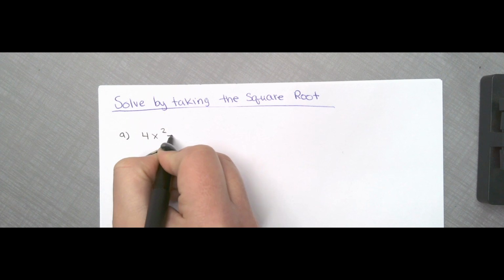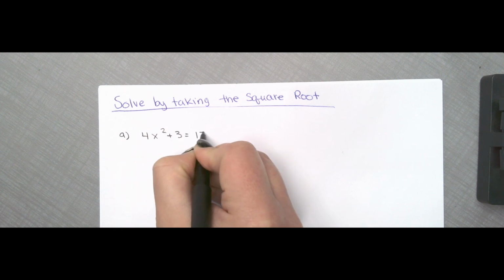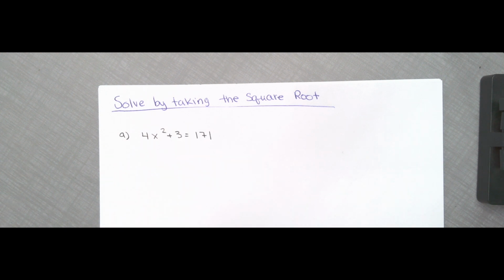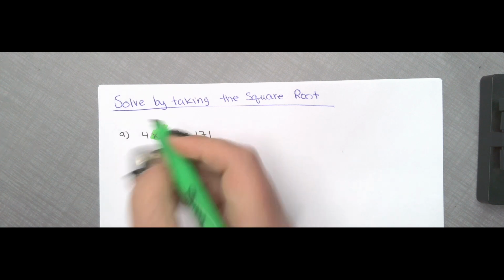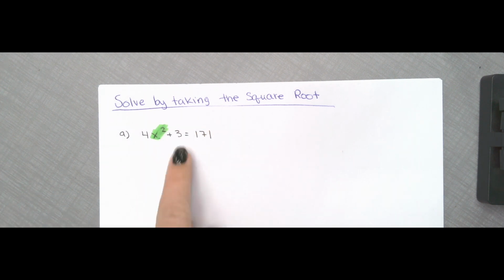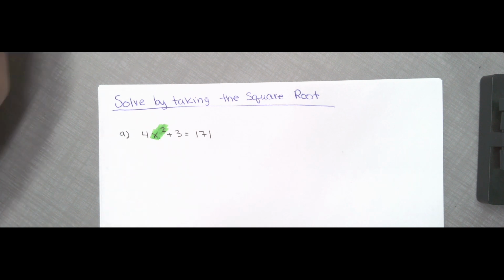4x squared plus 3 is equal to 171. So here's what I mean by there's only going to be one x. Here it is. Here's one x that's squared. No other terms that they are providing have an x in it.